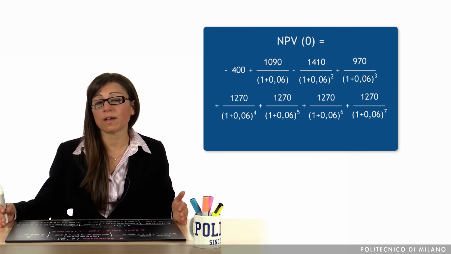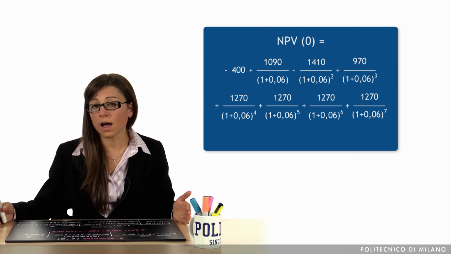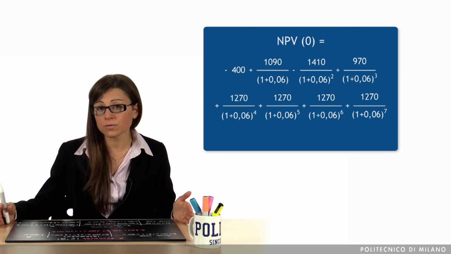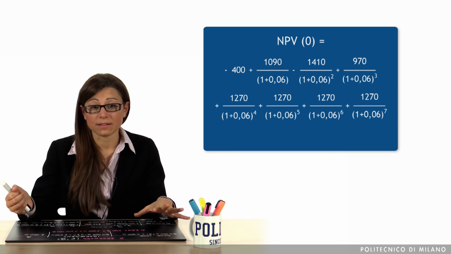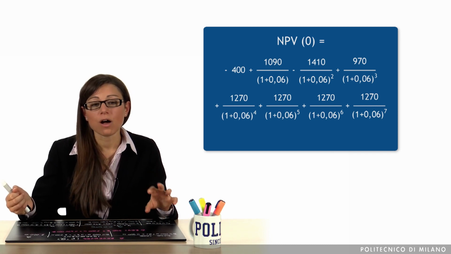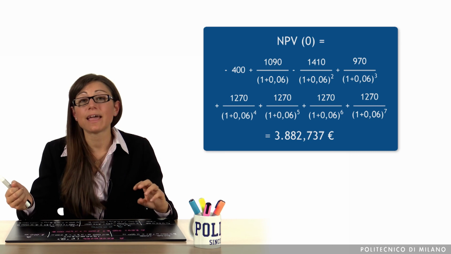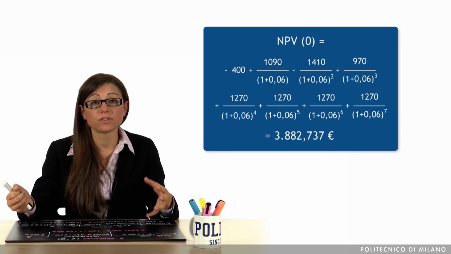In this case, we do not have any terminal value, so our formula will finish just with the net cash flow of each of the 7 years. Once we reach the end, we obtain an NPV of 3,883 euros, which is a positive value.